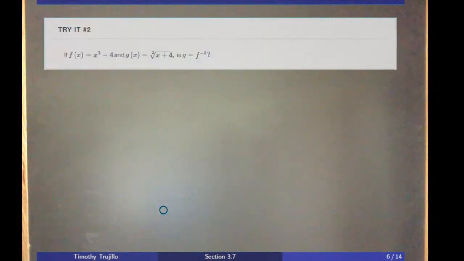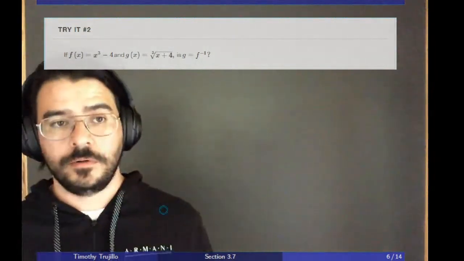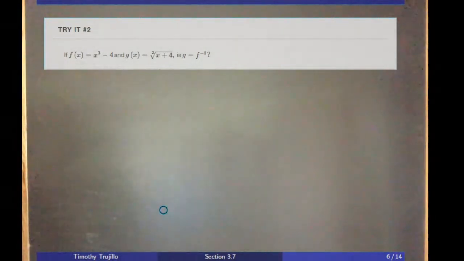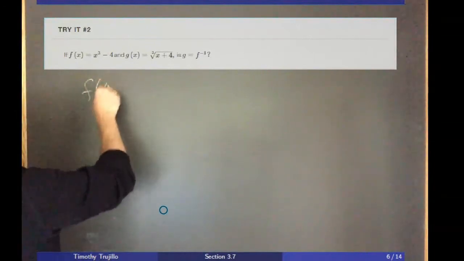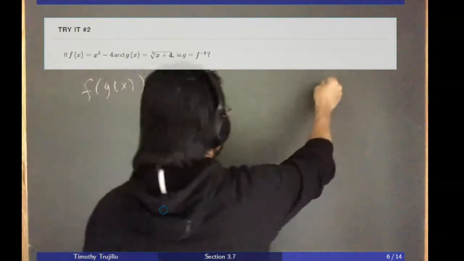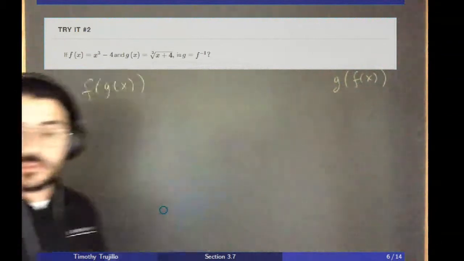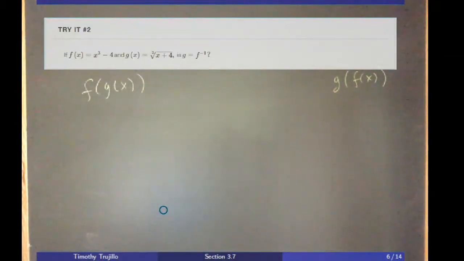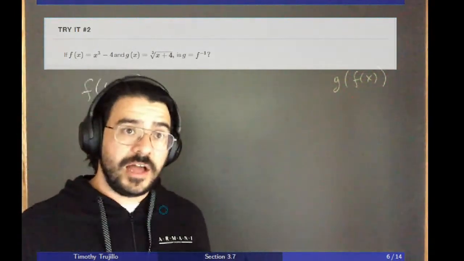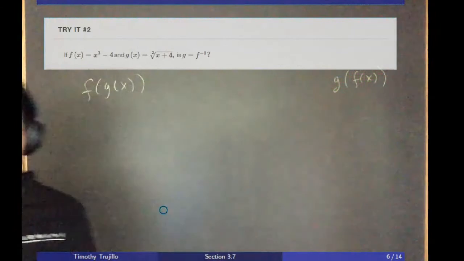Okay, so let's actually do an example. So here are two functions. f of x is equal to x cubed minus 4, and g of x is equal to the cube root of x plus 4. And we want to know, is g the inverse of f? We can approach this problem in two different ways. We could compute f of g of x, or we could have tried to compute g of f of x. And we want to ask ourselves, is this equal to x? Because if it is equal to x, then they're inverses of each other and they undo one another. And if not, then they're not inverses. And that answers the question for us.